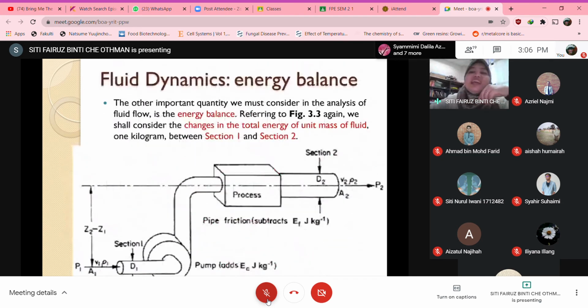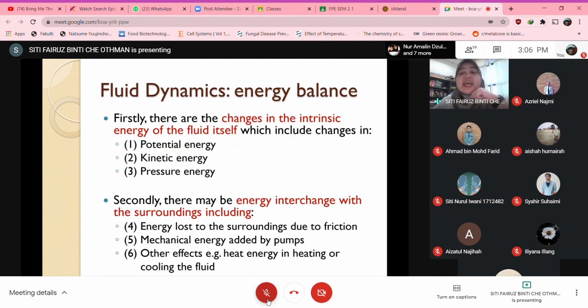Nanti ni we are looking at energy balance pula. Okay, so energy balance referring to the same diagram 3.3 ni, alright. We shall consider the changes in total energy of unit mass of fluid 1 kilogram section 1 and section 2. Tak apa, nanti I'll show you the example lah later so you tak pening sangat. Alright, so the energy involved, okay, sebab it plays with the height. So potential energy usually akan change to kinetic energy lah sebab ada movement. So the potential energy meaning that the height will actually affect the pressure and also the kinetic energy.